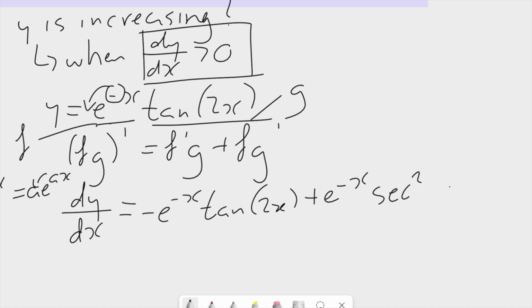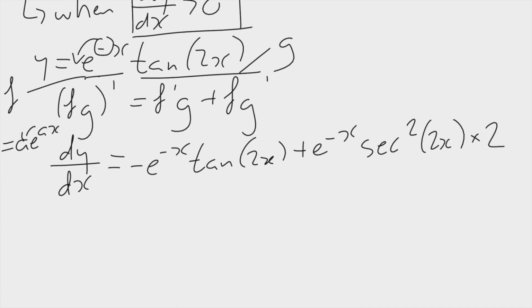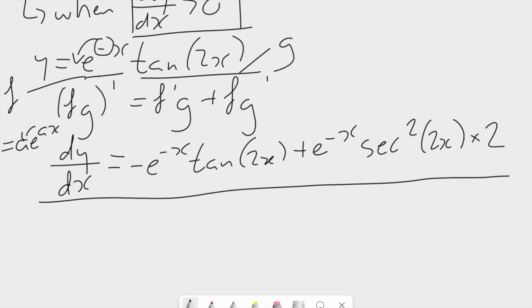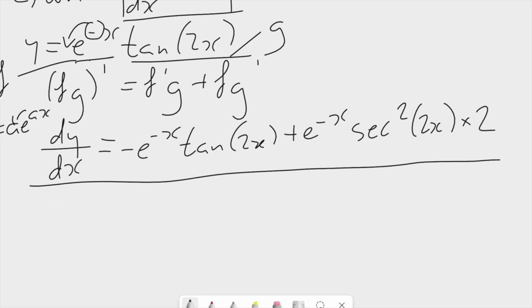So we have secant squared of 2x, and then we have to multiply that by the derivative of the inside. The derivative of 2x is just 2, so just multiply it by 2. So now we have the derivative. And then what we're going to do from here is pretty much just rearrange and rewrite things in order to show that it is always greater than 0, well, apart from the exceptions mentioned in the question.